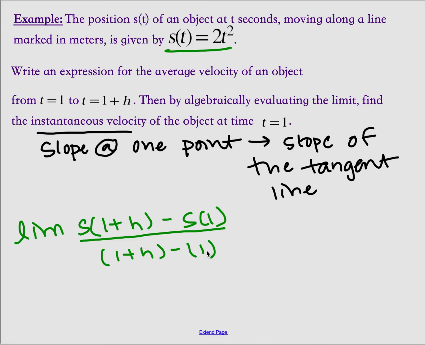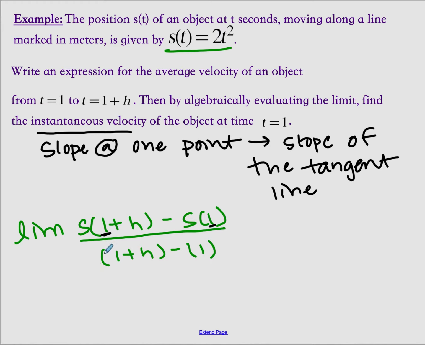Let's talk about what this is. This is our initial setup. I am asking you to find the slope at 1 point, and our point is when t is 1. Here's our equation for slope. This 1 plus h is a new part. We want to find it at 1, but I only know how to find slope using 2 points, so I'm making up this second point.